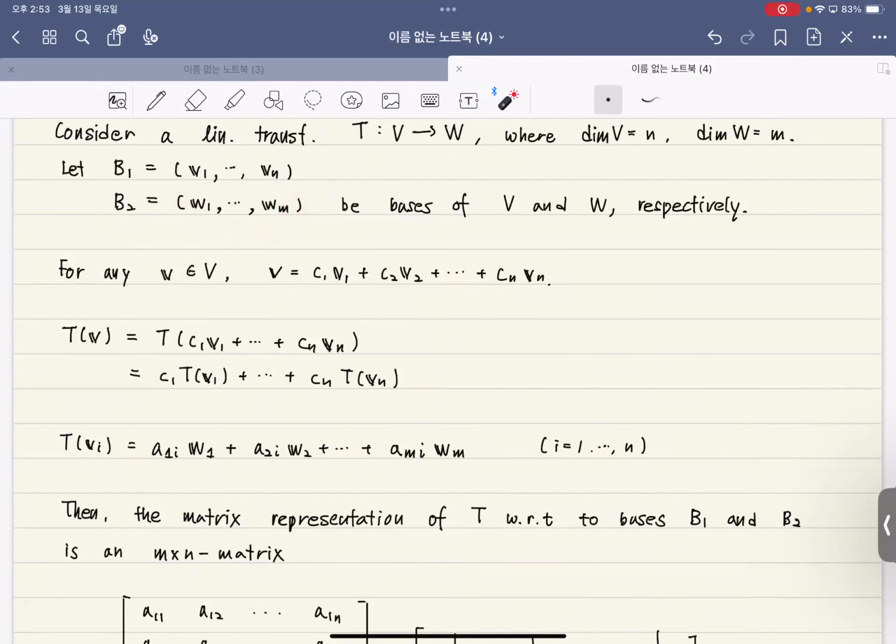So you plug in coefficients, then you get other coefficients. But then you have to actually translate the result. Your input coefficients were given by the basis V1 to Vn, but the output coefficients were actually given by the basis vectors W1 to Wn.